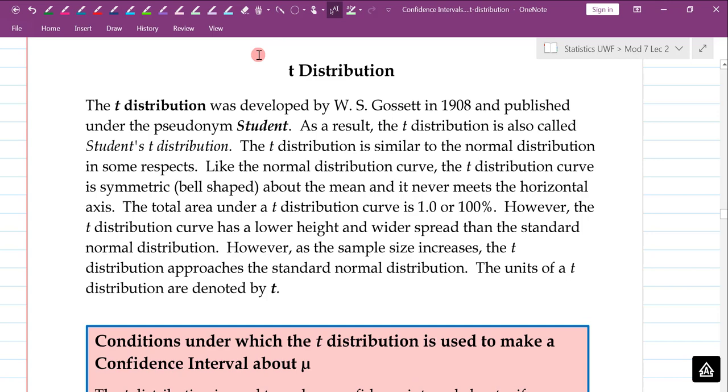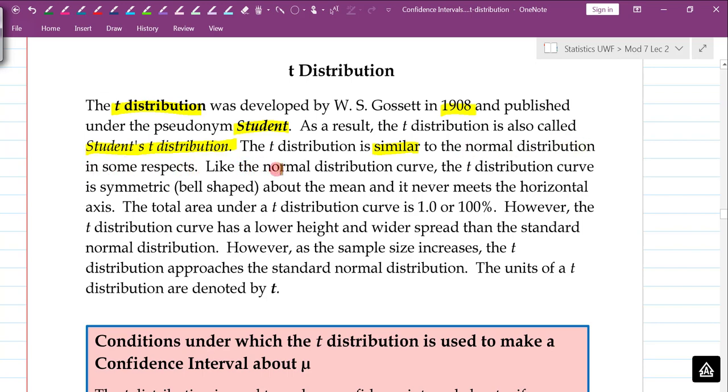Okay, so the t-distribution was developed by Mr. Gossett in 1908 and published under the pseudonym Student. As a result, the t-distribution is also called the student's t-distribution. The t-distribution is similar to the normal distribution, the z that we've been talking about, the z tables, in some respects.